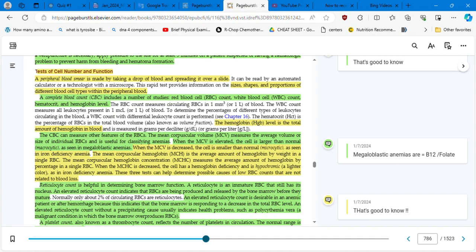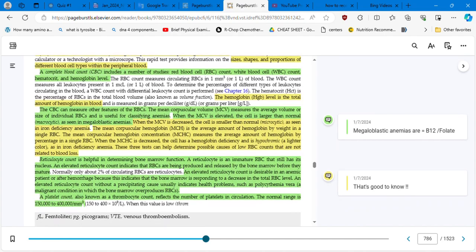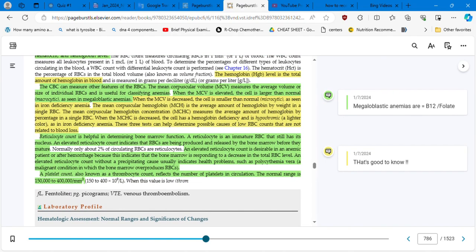The complete blood count, CBC, includes a number of studies. As I mentioned, the hemoglobin, HGB, level is the total amount of hemoglobin in blood. The CBC can measure other features of the RBC, the mean corpuscular volume, which measures the average volume or size of individual RBCs. So the mean corpuscular volume means the amount of volume of the cell, right? And it's useful to classify anemia. If the cell is big, more than normal, then it's called megaloblastic anemia. And megaloblastic anemia is of two types only, B12 or folate. So when the mean corpuscular volume is big, it is megaloblastic, either B12 or folate.